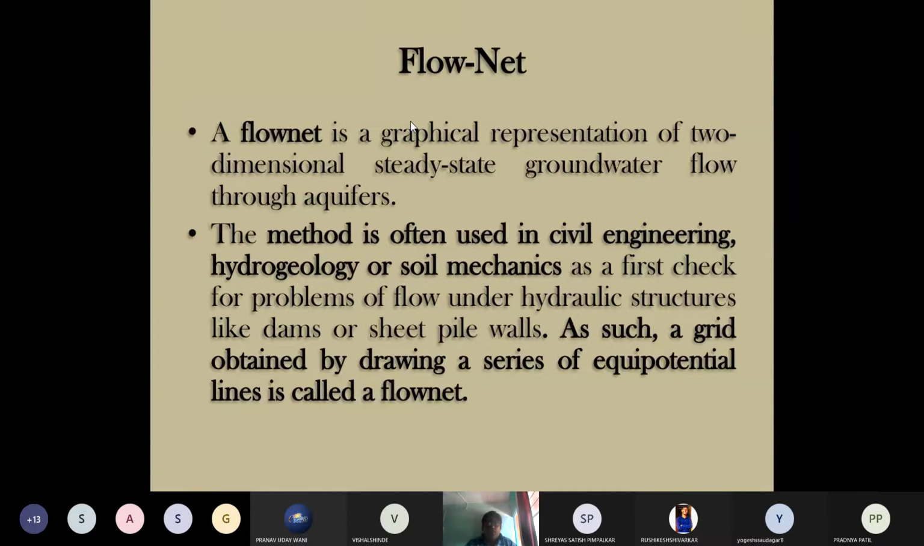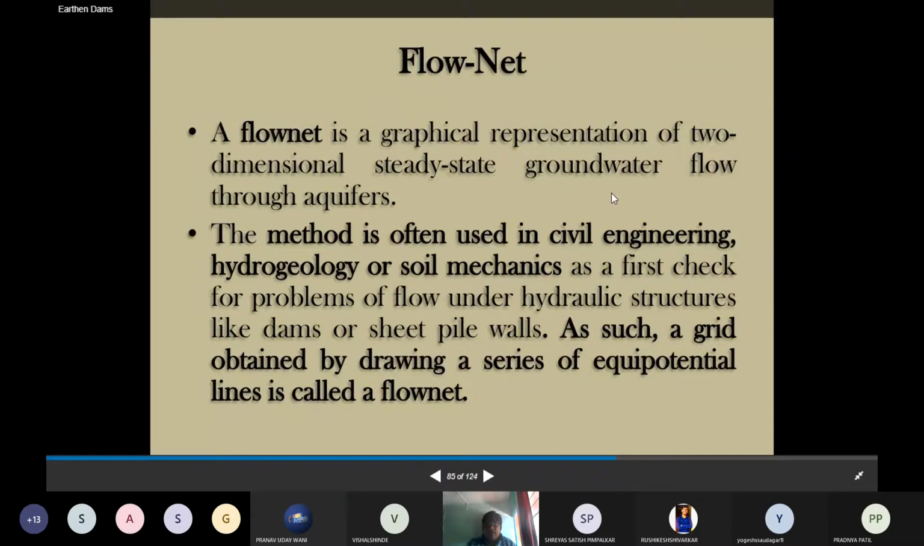The flow net is a graphical representation of two-dimensional steady state groundwater flow through aquifers. In fluid mechanics, what you understand by the term flow net is a graphical representation of streamlines and equipotential lines. For an earthen dam, you consider two-dimensional, steady state flow, which is the groundwater flow through the aquifer.